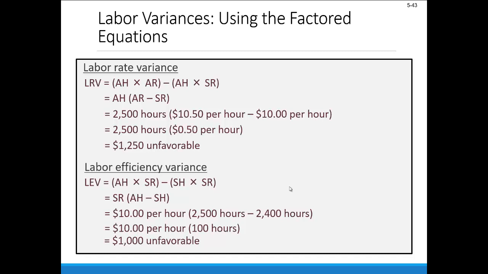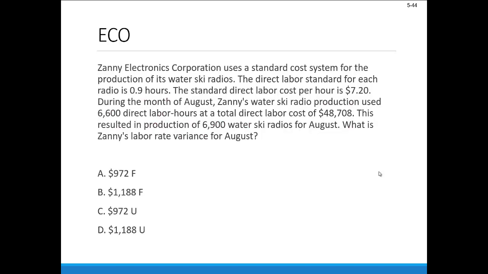And again, if you don't like the factored equations, don't use them. You can still use that overall three-column approach, because that's essentially what we do with the factored equations. We just turn the budget, if you will, into the R's and the H's here. Let's try another one for practice before we go on then.